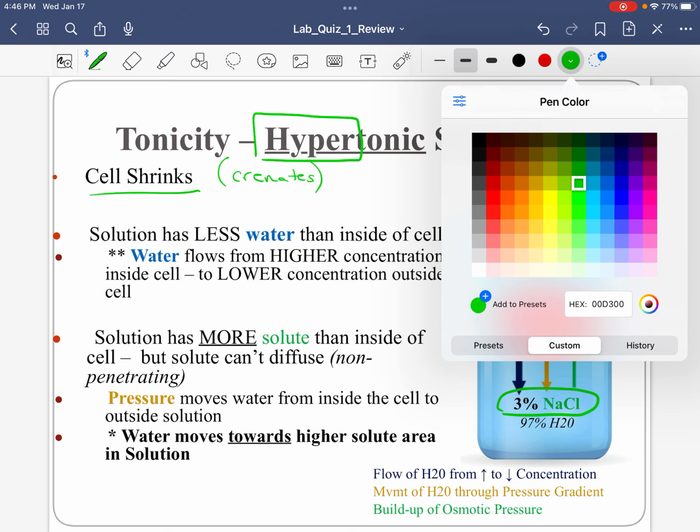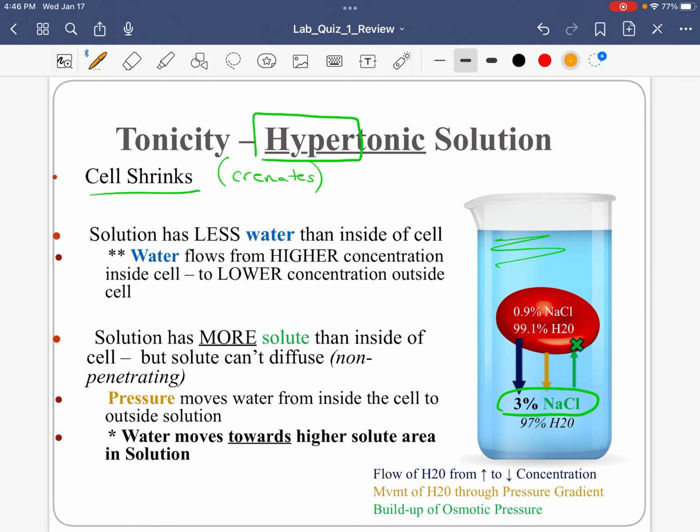So in this example, where is there a higher solute? The solute is what's being dissolved, or it's what's present in smaller amounts. What's the solute here? Sodium chloride. Is there more sodium inside the cell, or is there more sodium outside the cell? We have 0.9% sodium inside the red blood cell, and 3% sodium outside. There's more solute outside the cell. Water moves towards higher solute.